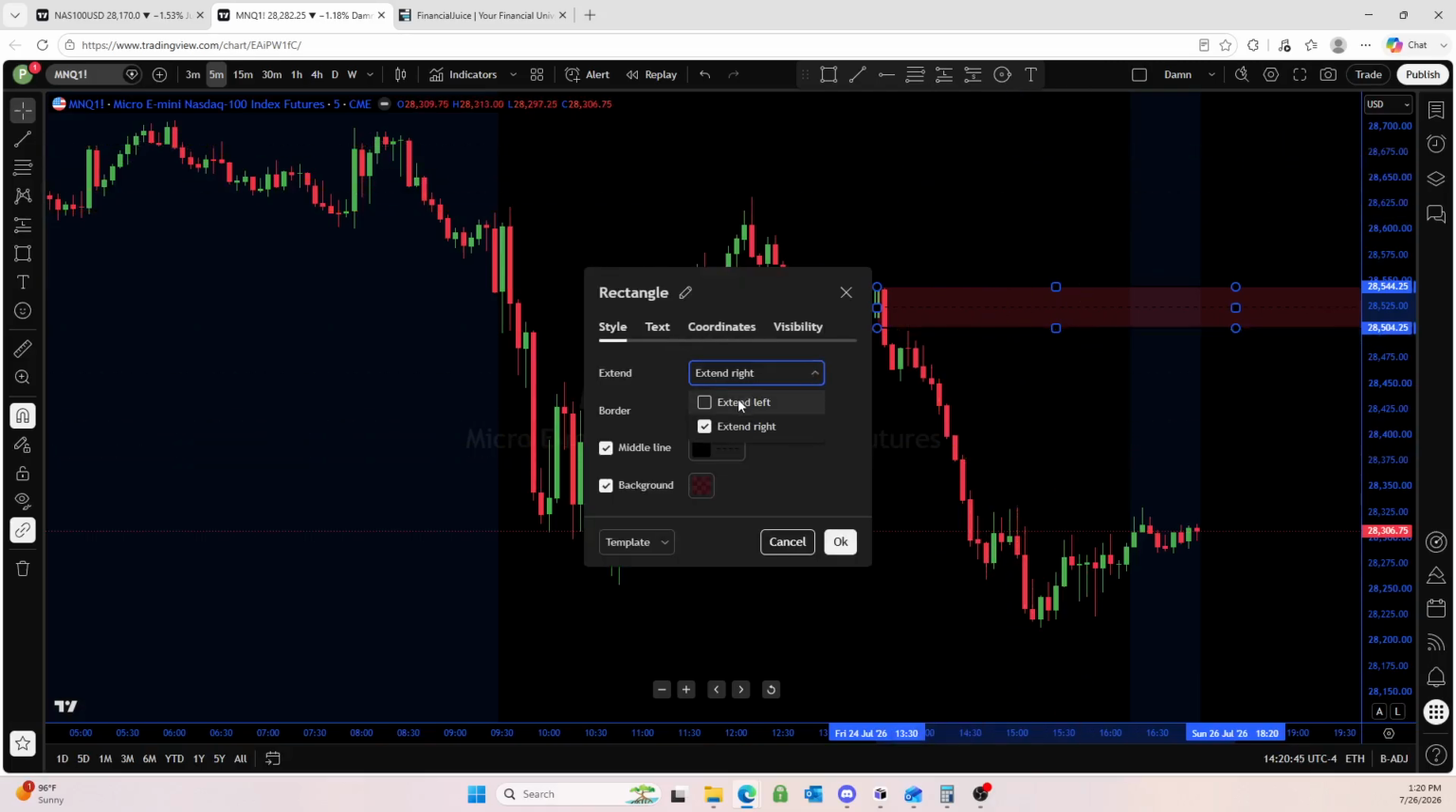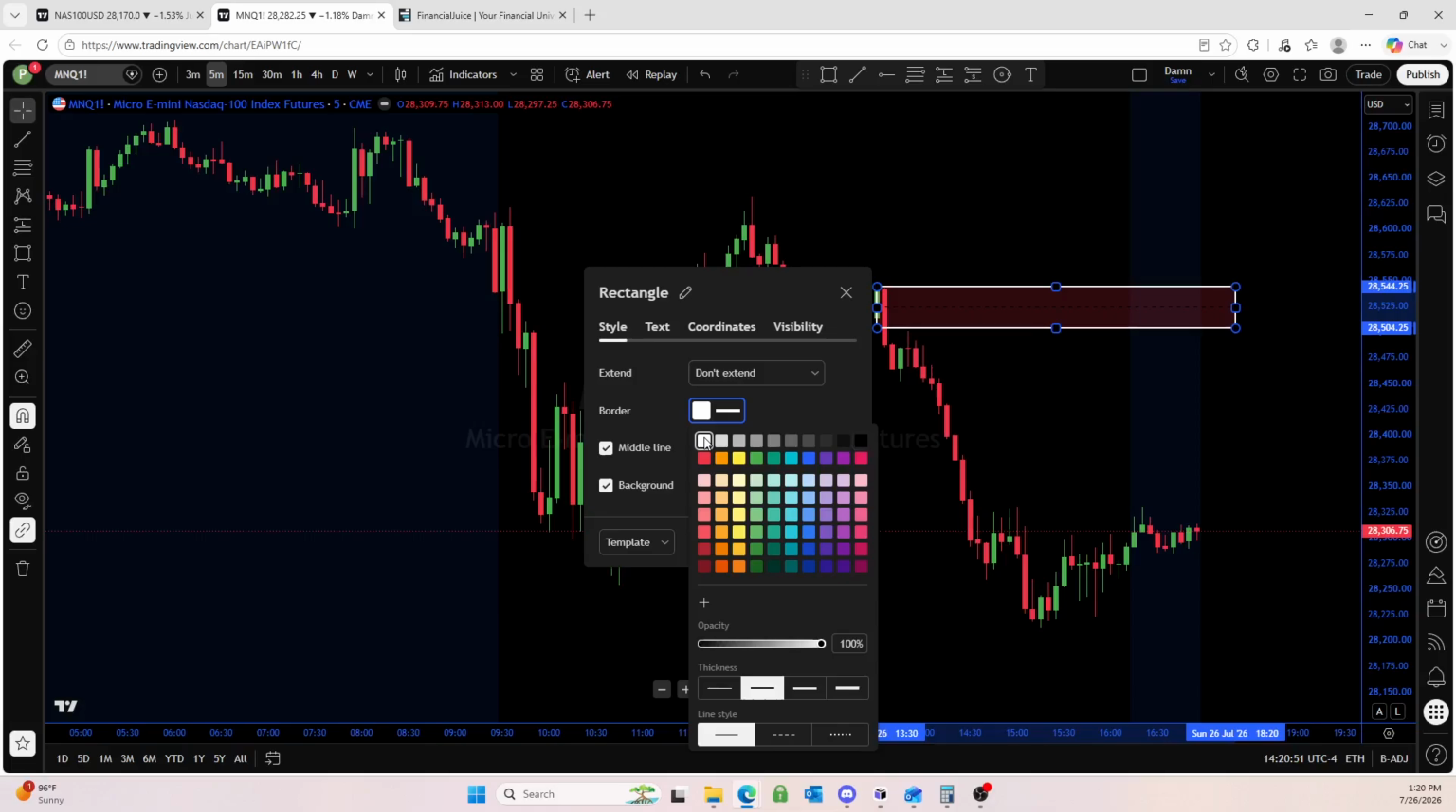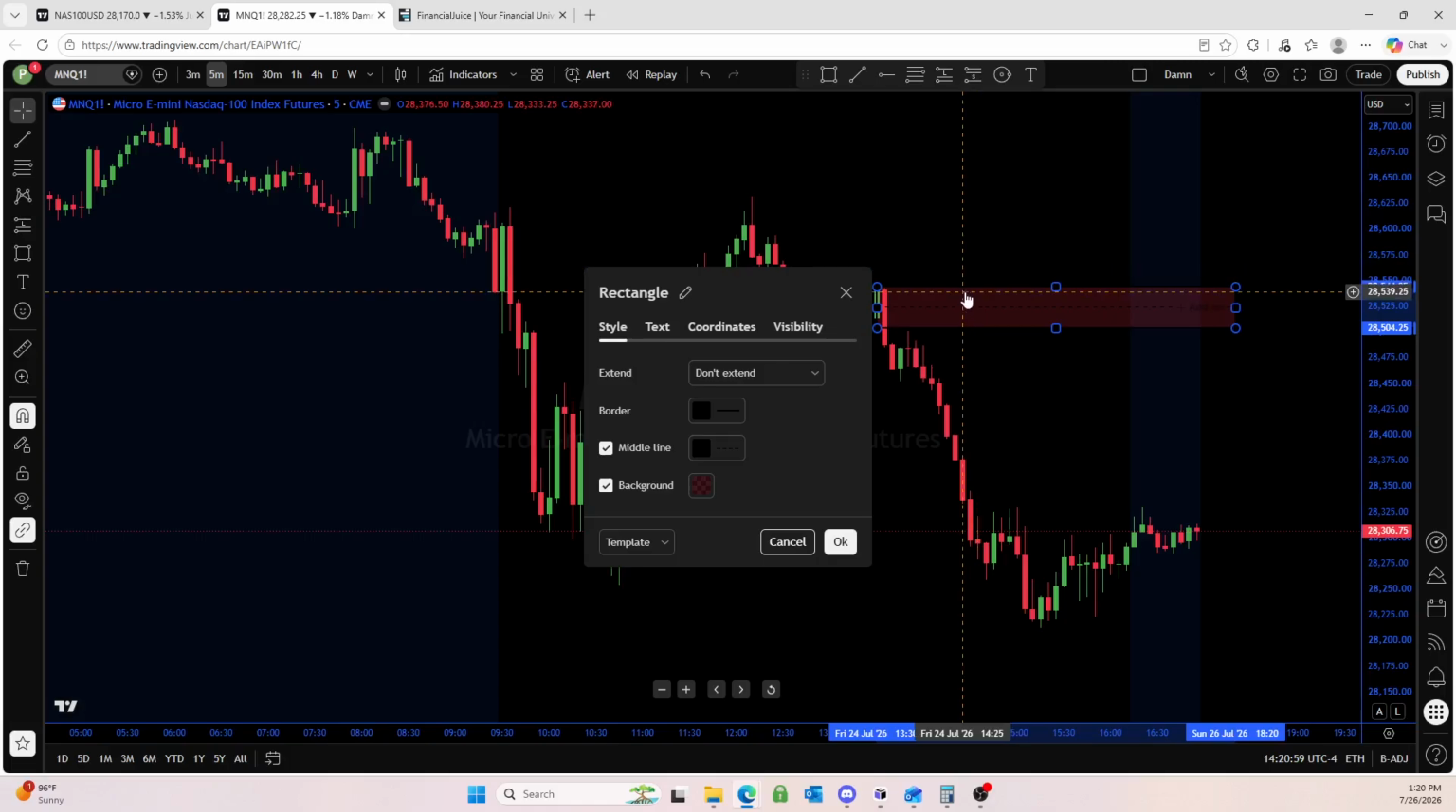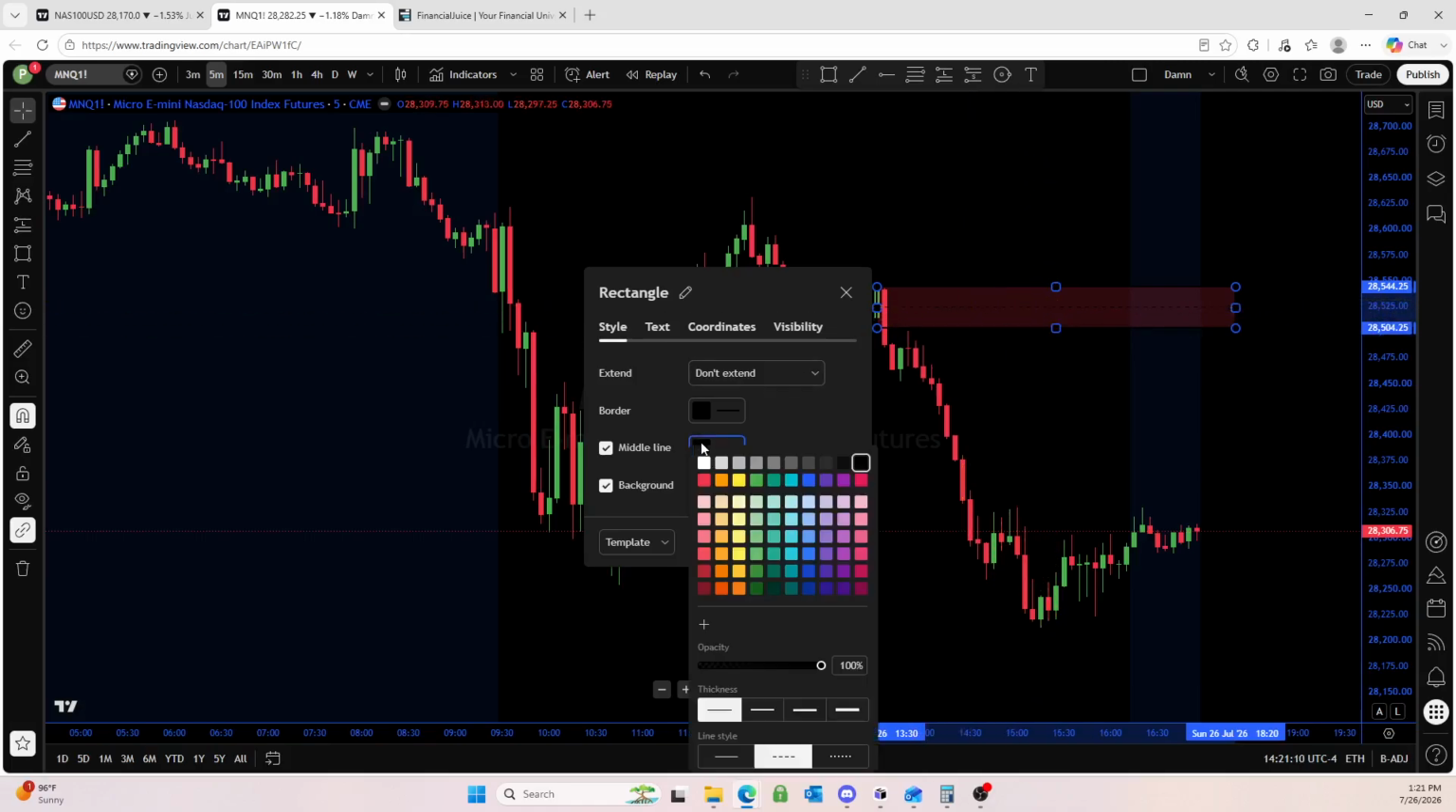I usually don't do the extensions left and right. I just don't like it. You can do a white border, you can do a black border, you can do whatever border you want. Orange border, yellow border. I like mine to be the black borders. The middle line, that's basically your consequent encroachment, your CE, the middle of the box. You can see how it's dotted right in here. It's black. I'll change it to white. Now you can see that it's white.